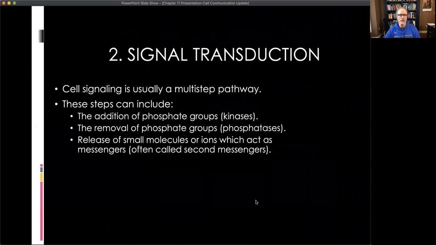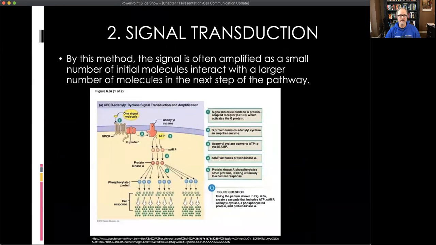With signal transduction, generally you have a multi-step pathway. These steps include, but are certainly not limited to, the addition of a phosphate group to a molecule to activate it using a kinase enzyme, or the removal of a phosphate group to often inactivate it using a phosphatase. The third way is small molecules or ions, which often act as second messengers to relay that signal. You could have any combination of these in a signal transduction pathway.